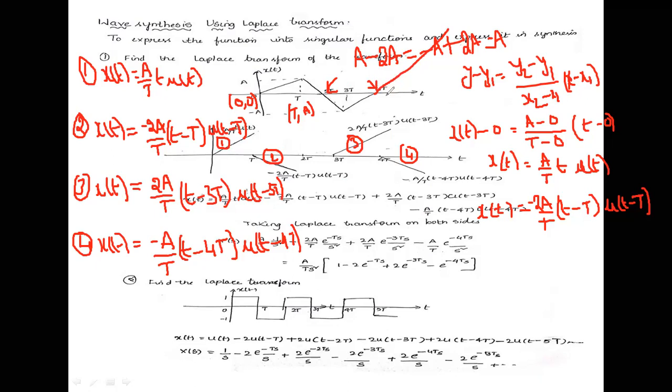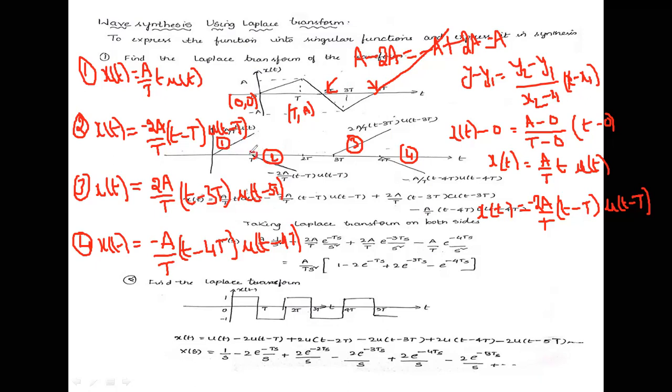The fourth slope is minus a by T, (t minus 4T) mu of (t minus 4T). The first slope is a by T, t into mu of t. The second slope, at 2T, is minus 2a by T, (t minus T) mu of (t minus T). The third slope, at 3T, is 2a by T, (t minus 3T) mu of (t minus 3T). And the fourth slope, at 4T, is minus a by T, (t minus 4T) mu of (t minus 4T).